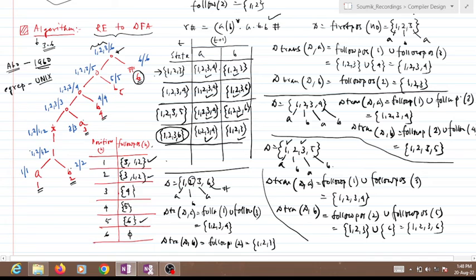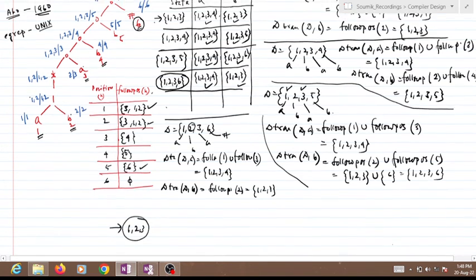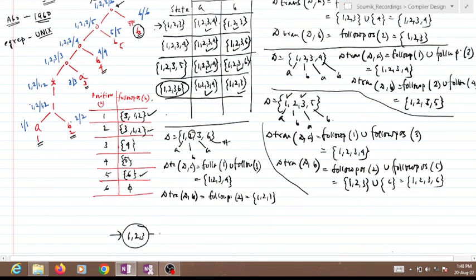Now let us draw the transition diagram of this DFA. So 1 2 3 is the start state. If we give input A, then it will move to a new state 1 2 3 4. If we give B, we will stay in the same state, so there is no change.